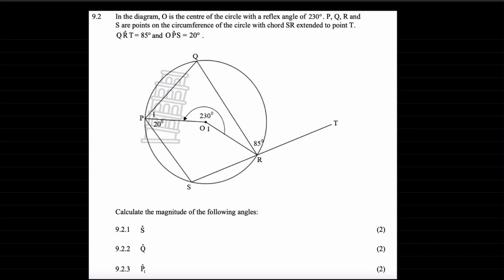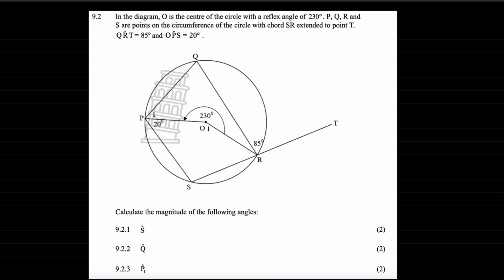Today we're going to be taking a look at some Euclidean geometry questions. Let's take a look. In the diagram, O is the center of the circle with a reflex angle of 230 degrees. P, Q, R and S are points on the circumference of the circle with chord SR extended to point T. They also give us some extra angles and it's given in the diagram. Calculate the magnitude of the following angles.